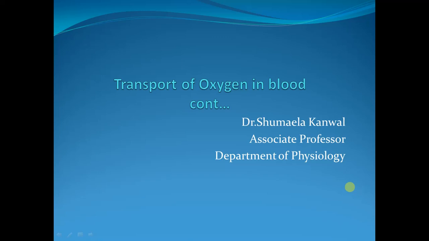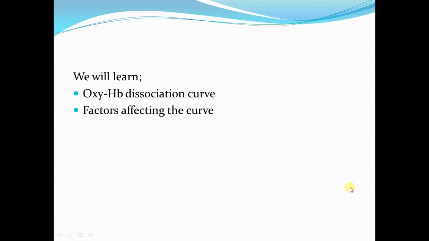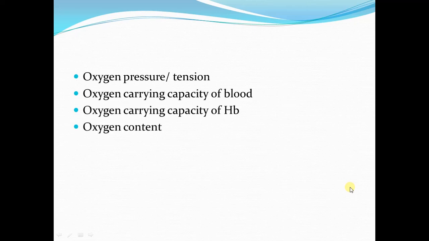In the previous lecture, we started the topic of transport of oxygen in the blood, and we discussed the transport of oxygen in the blood as oxy-hemoglobin. In today's lecture, we will continue with the same topic and learn about the oxygen hemoglobin dissociation curve in detail, and we will also discuss the factors affecting it. This topic is also very important from the examination point of view, so I want you to listen to the lecture very carefully. We start with a few terms that must be clear when we discuss this topic.